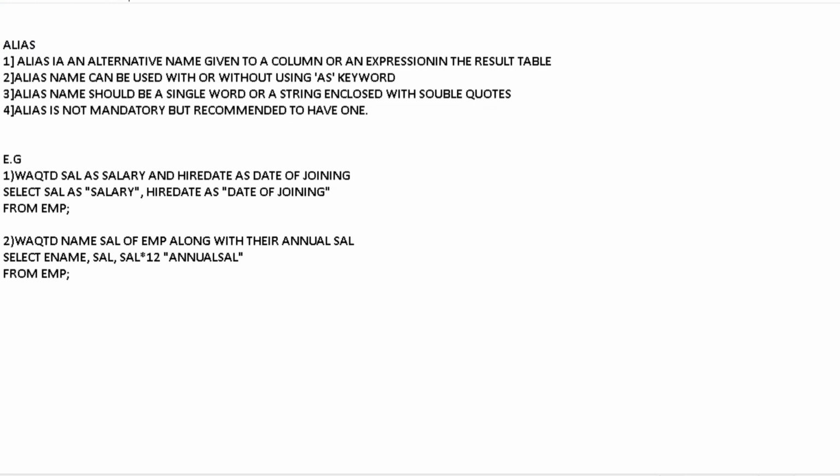Then next we have alias. Alias is nothing but an alternative name which is given to a resultant table. So there are some rules. Alias is an alternative name given to a column or an expression in the result table.